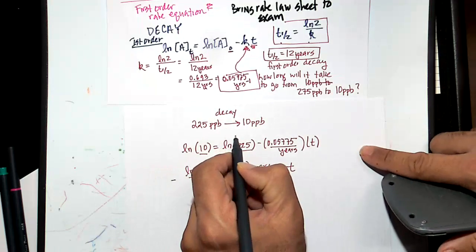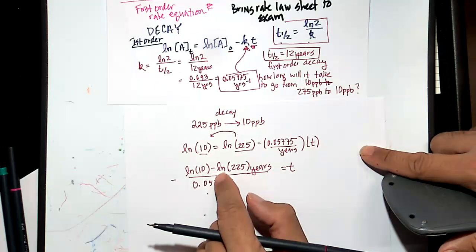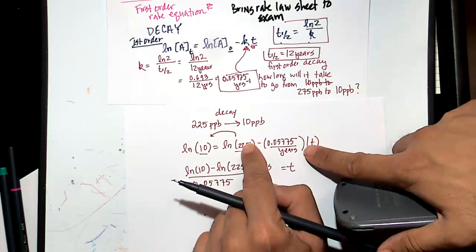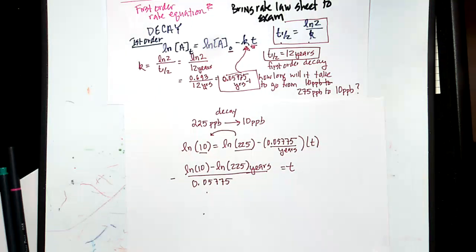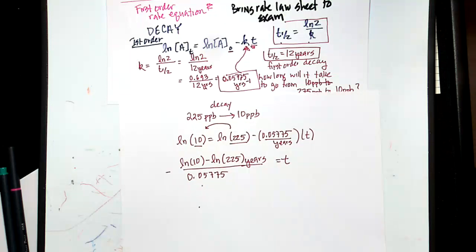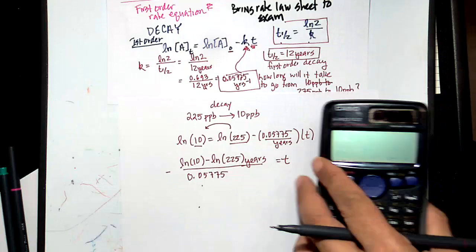Right, so natural log of 225 goes here. Natural log of 10 minus natural log of 225 divided by minus 0.05775. So whatever that is will be your answer. So a problem like this on your exam, maybe the numbers are a little bit different.